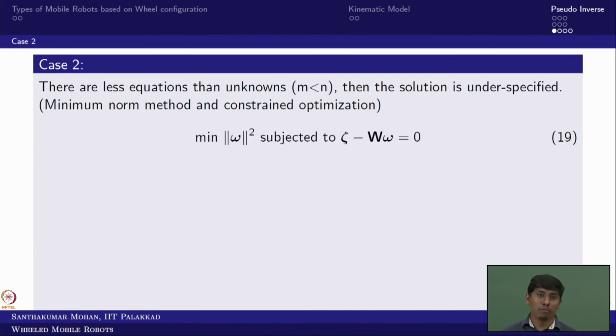So, minimum is what we are interested in, minimum omega, in the sense the length of omega should be smaller. For that, we are using the length as a norm. So here, the 2 norm. So, minimum of the 2 norm of omega subject to what? Zeta minus W omega supposed to be 0, that is the whole idea, right. If that is the case, what can we bring in?